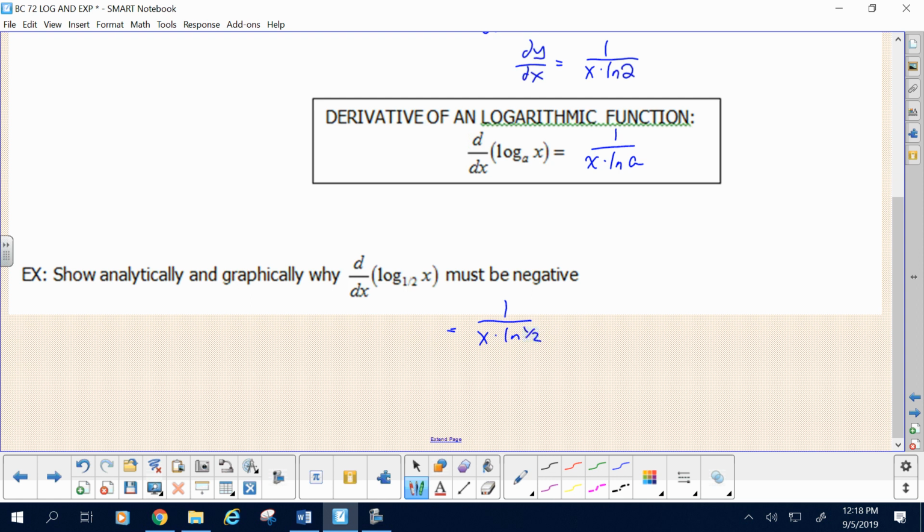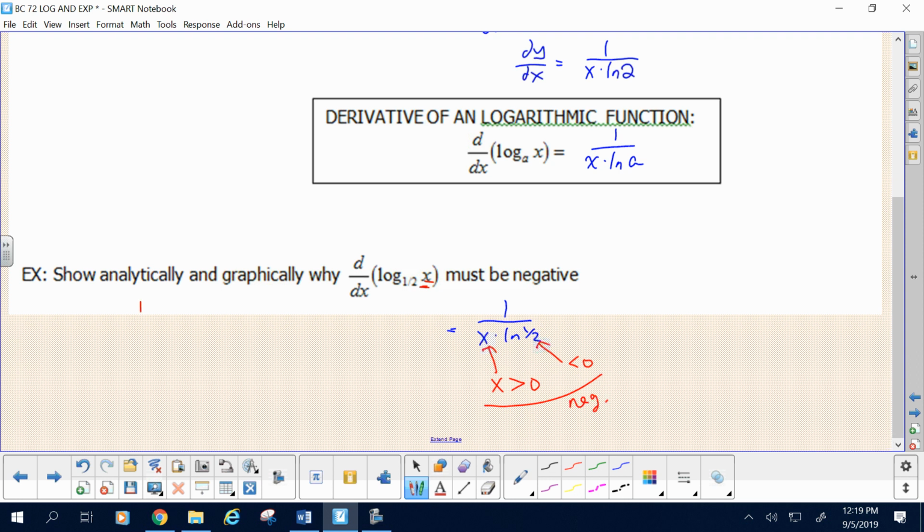All right, so can you agree that the derivative is 1 over x natural log of a half? Yes. Why must this be negative? Okay, what must x be? x must be positive because the domain of log is positive, period. All right, so x must be greater than 0. Log of a half is negative, or less than 0. So altogether it indeed has to be negative.